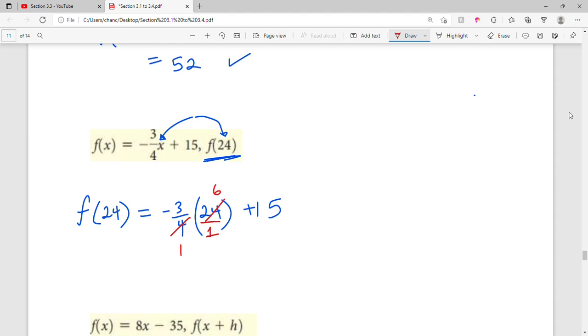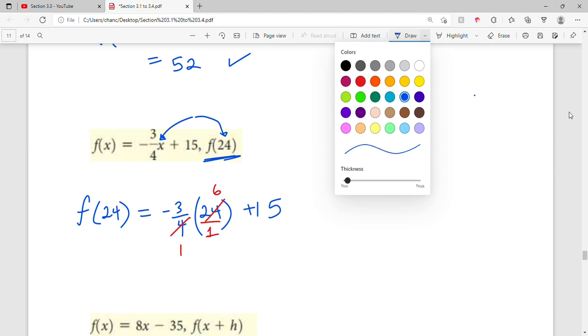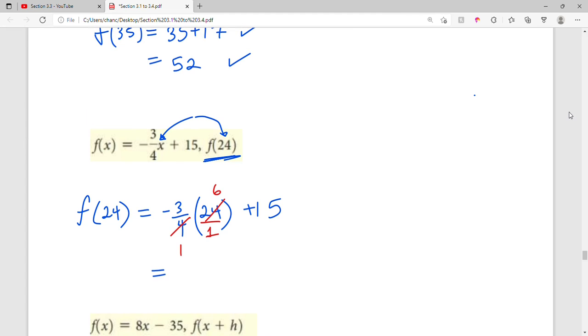Then we can multiply across. Negative 3 times 6 is negative 18. And then bring down that positive 15. Negative 18 plus 15 is negative 3. And that's our solution. F of 24 equals negative 3.